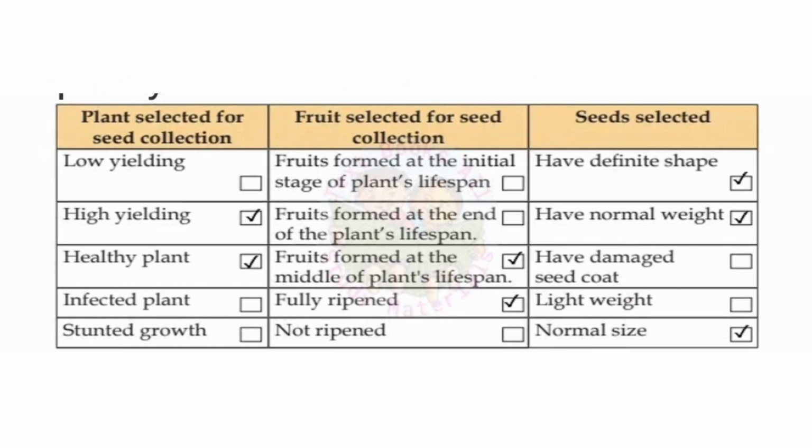Plant selected for seed collection. Right answer: high yielding healthy plants. Fruits selected for seed collection. Right answer: fruits formed at the middle of plant's lifespan, fully ripened. Seeds selected have definite shape, have normal weight, normal size are the right answer.